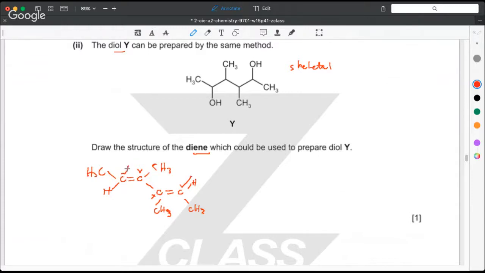So that must be the diene that's used to make this diol over here, because you're using the rule that the addition is going to happen at the least substituted carbon. If you draw it out like that, it's a little bit clearer. That's your diol. The least substituted carbon is there, and the least substituted carbon is there.